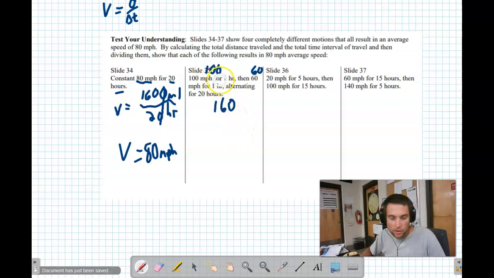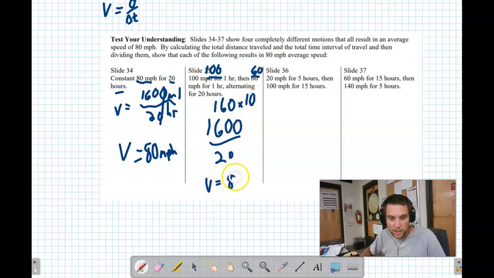So for 10 of the hours, you're going this distance, and then the other 10 of the hours, you're going this distance. So we can multiply that by the average, the 10. So 10 plus 10 divided by 2 different numbers, we get 10. So 160 times 10, we're just adding a 0, divided by the total time, and here we go. V equals 80 miles per hour.